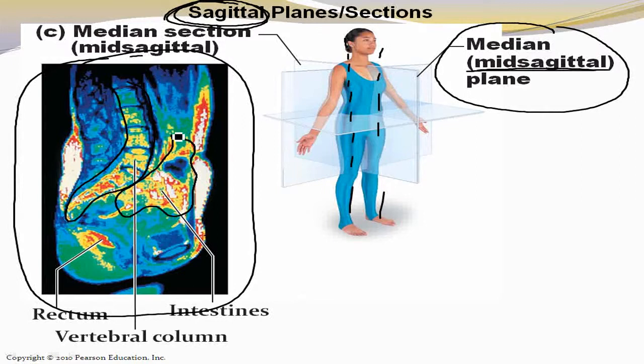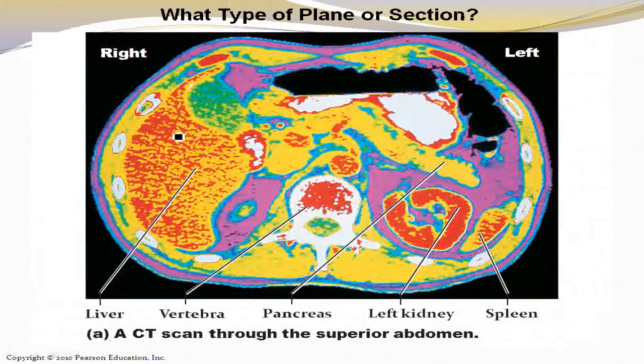Okay, and again, think about a sagittal section. You're looking at something from a side view. So let's look at a few more examples of medical images and try to figure out what type of plane or section we're looking at.